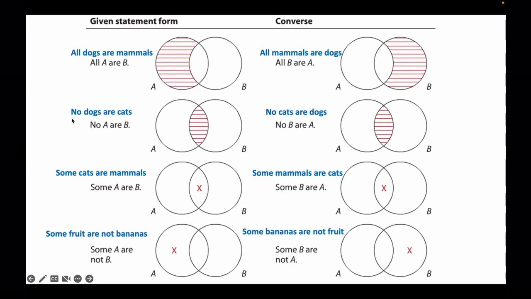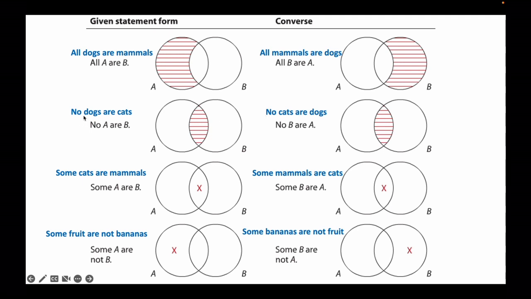Now, in the E form, no dogs are cats. If no dogs are cats is true, then the converse of no dogs are cats, namely no cats are dogs, is also true. So as you can see here from the Venn diagram, they're exactly identical.